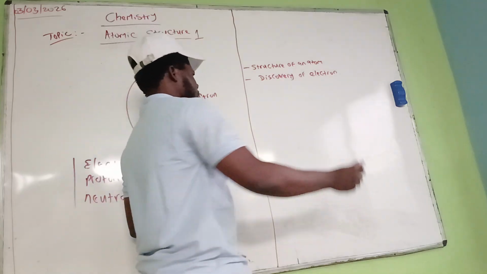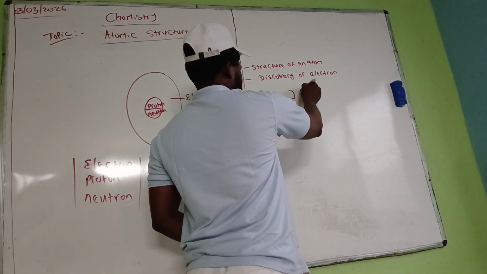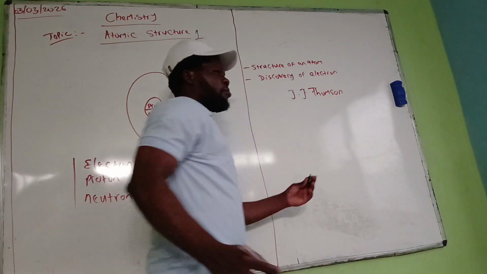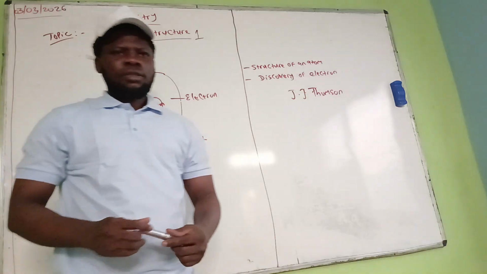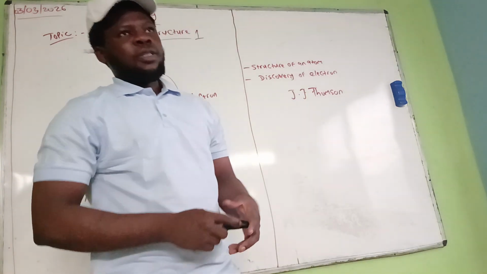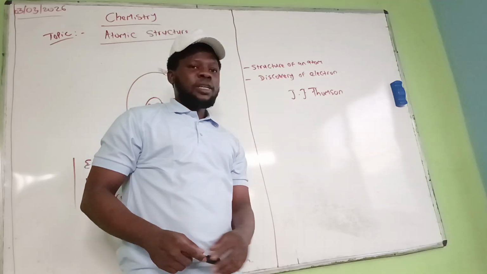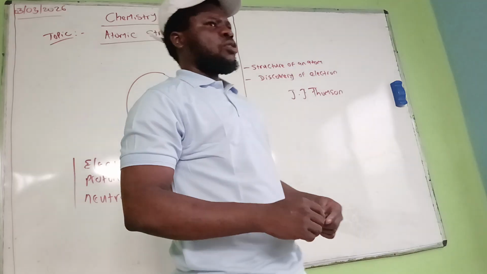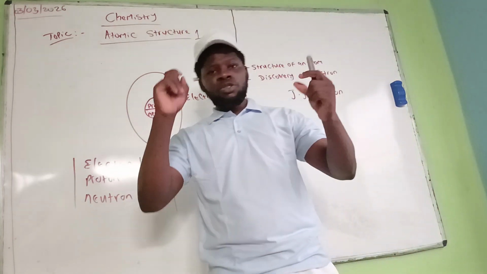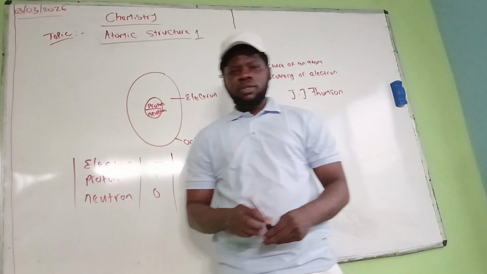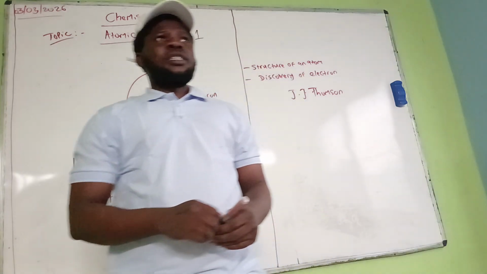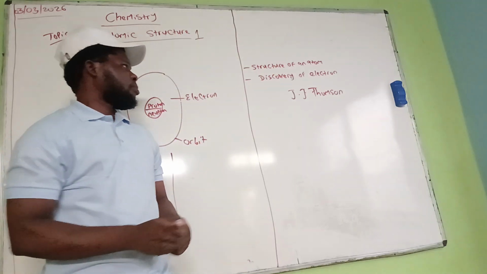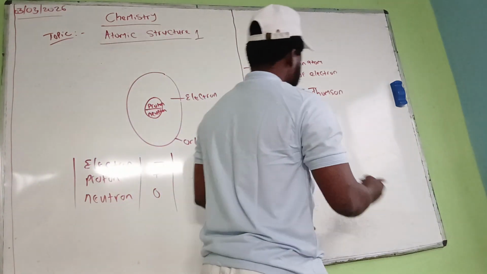Now let's move on. J.J. Thomson. This man is a British physicist. He was the one that discovered the electron. Now, how did he discover it? He discovered the electron through the use of a glass tube. Let's make an explanation.